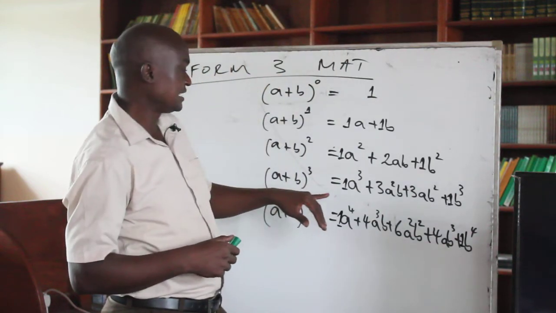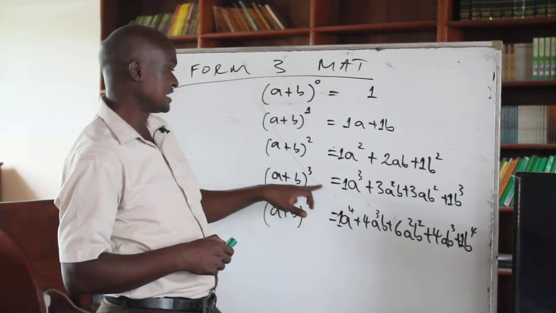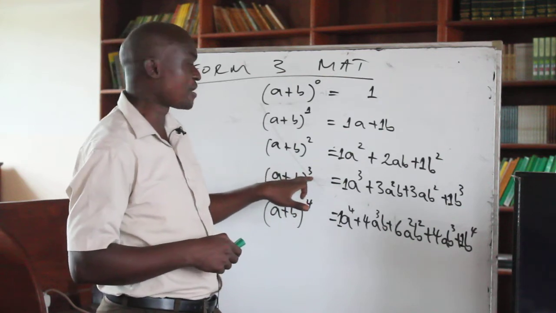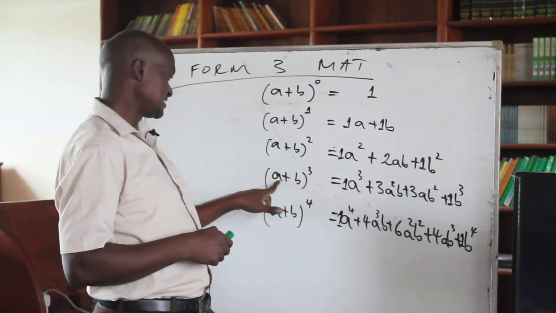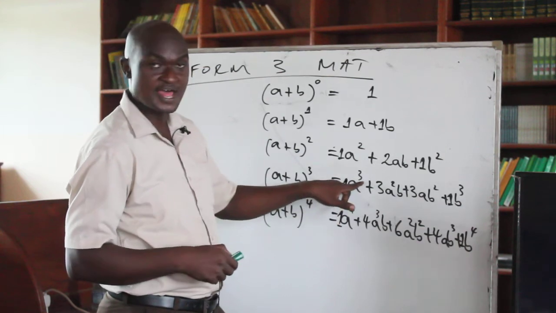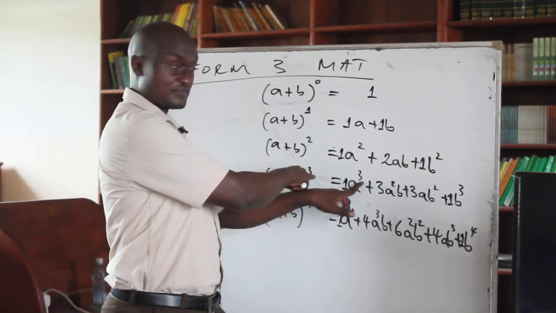Now, we also did say in our previous lesson that if you are raising the binomial expression to power 3, this first term will be raised to power 3, according to what you have there.